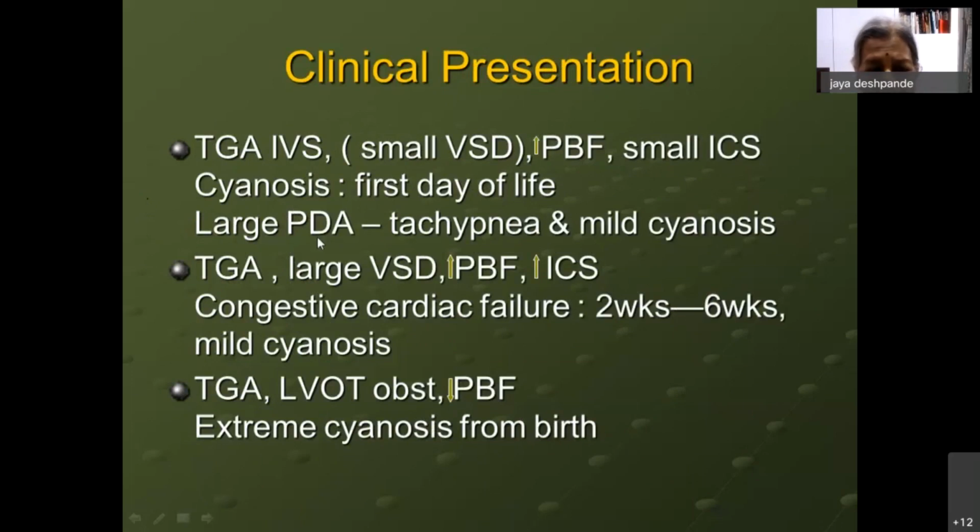If they have a large PDA, there will be milder cyanosis, but they will have tachypnea. If the TGA has a large VSD, it will still relate to increased pulmonary blood flow and increased cardiac shunting. Congestive cardiac failure takes about 2 to 6 weeks to develop. There is mild cyanosis. If there is transposition with LVOT obstruction, you will have decreased pulmonary blood flow and then there will be cyanosis right from birth.